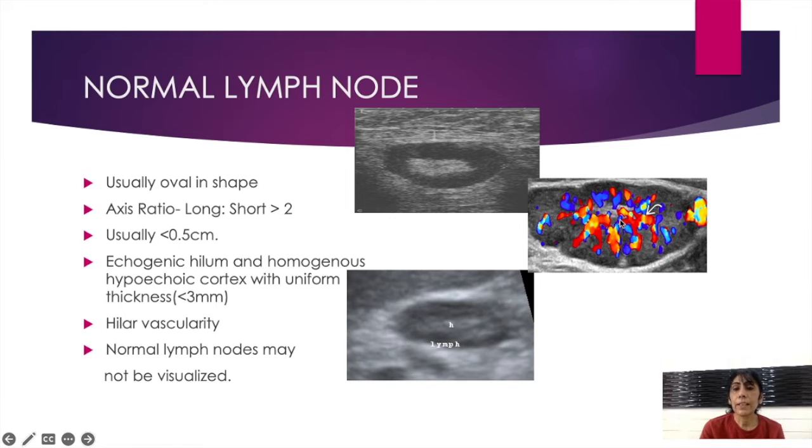Then the margins of the normal lymph node are usually smooth. In some cases they may be slightly lobulated. Slight lobulations may be seen, that may be considered normal. Right. So these are all pictures of normal lymph nodes.